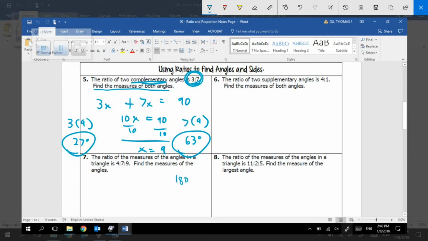180. And so my equation, look at the ratio, 4 to 7 to 9. So I'm going to go 4x plus, what do you think is going to be next? 7x, yes, plus 9x, exactly. And I'm going to solve this to find my x, and then I'm going to plug it back in and find the measure of each angle. So you guys finish number 7 and then do number 8 on your own, and then we'll continue.